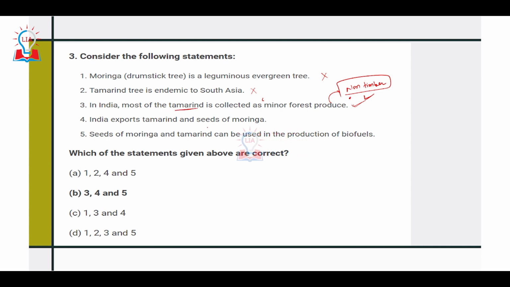Fourth is India exports tamarind and seeds of moringa. This is also correct. And fifth is seeds of moringa and tamarind can be used in the production of biofuels. This is also correct. So the correct option will be 3, 4 and 5. The first and second is incorrect.